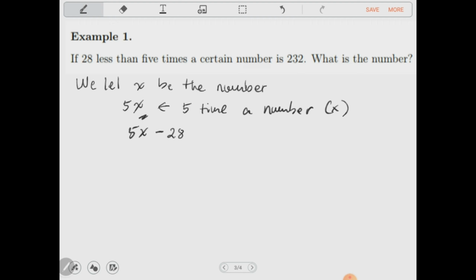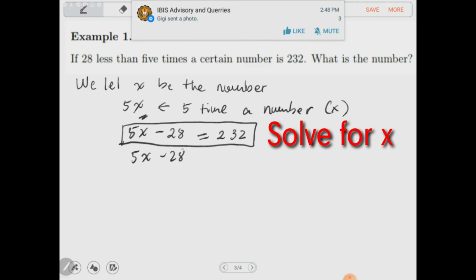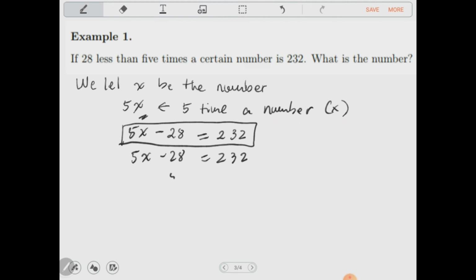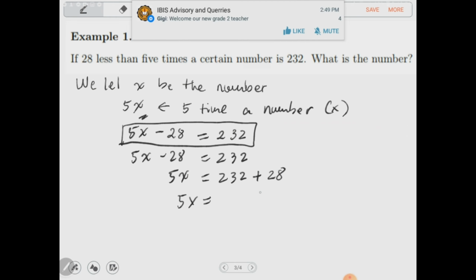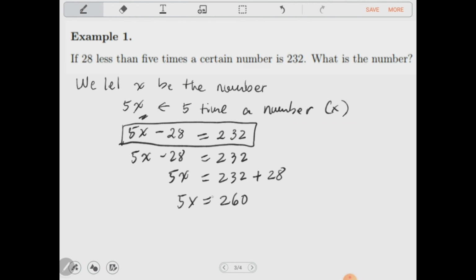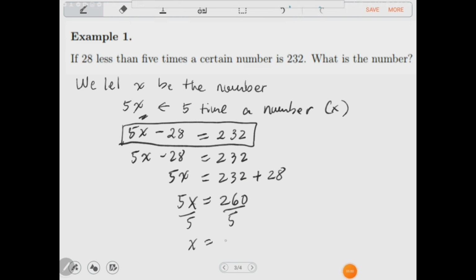28. So again, if 28 less than 5 times a certain number is 232, that would be equals to 232. So this would be our equation now. Since we have our equation, we can solve for the value of x. Therefore, we have x is equals to 52.